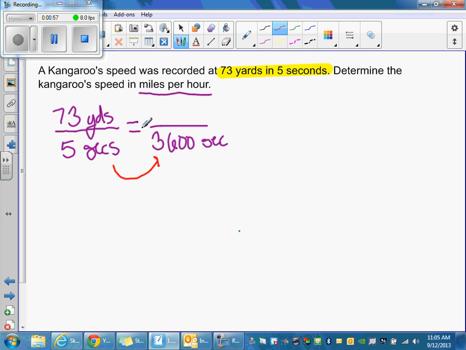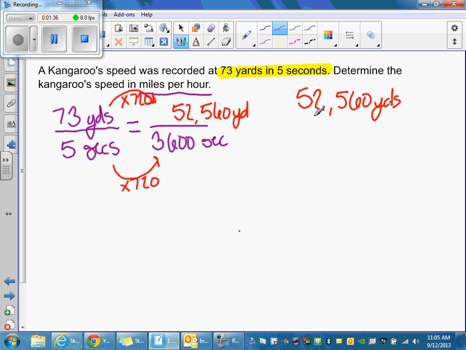I can scale this up. There are actually multiple ways to solve this problem, but I'm going to choose to scale this up. If I divide these numbers, I get 720. So that tells me that 5 times 720 is 3,600. So I'm also going to multiply by 720 on the top, because what's happening to the bottom also happens to the top. So you end up getting 52,560 yards. So that means that we have 52,560 yards in 1 hour. That's how many yards the kangaroo can hop in 1 hour.